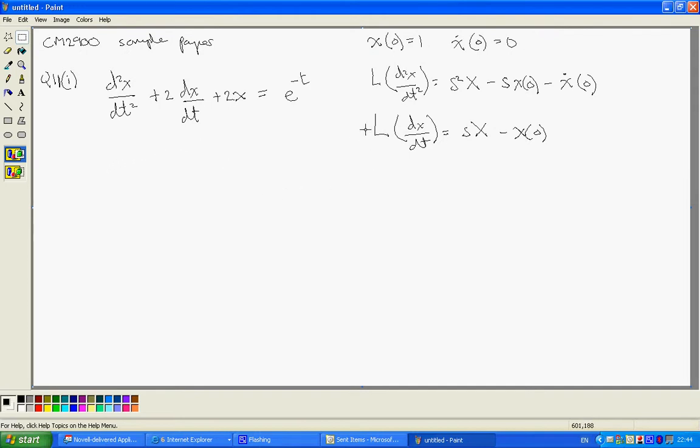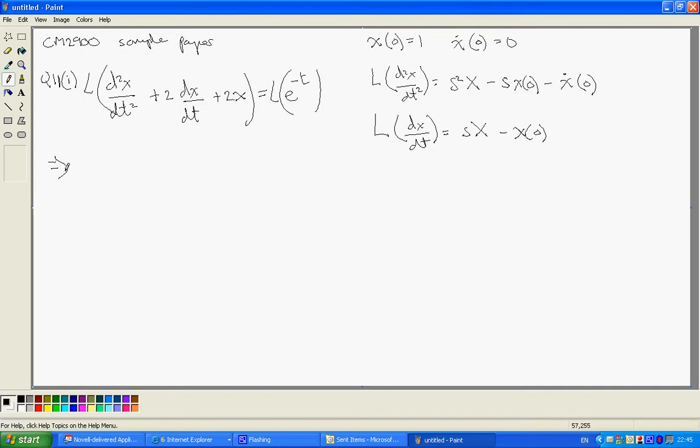So from the Laplace tables and notes, we know the transform of a second order derivative is s squared X minus s times x of 0 minus x dot of 0, and we're given that x of 0 is 1 and x dot of 0 is 0. So we can then take the Laplace transform of both sides.